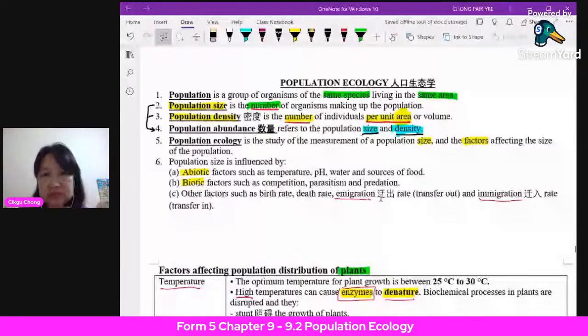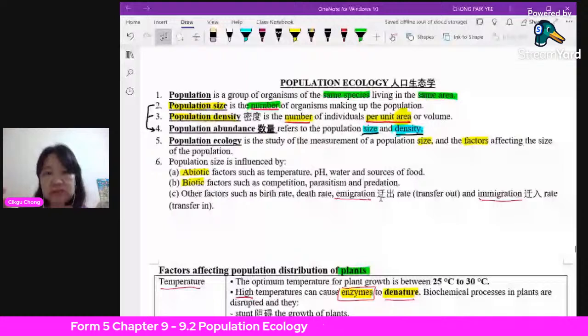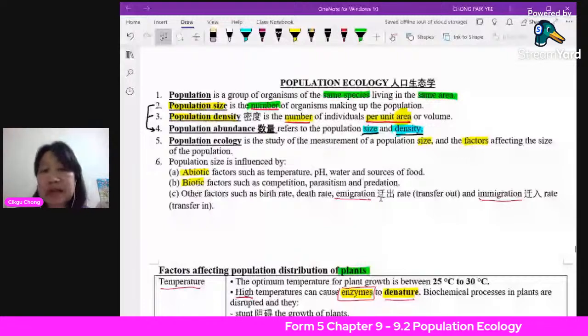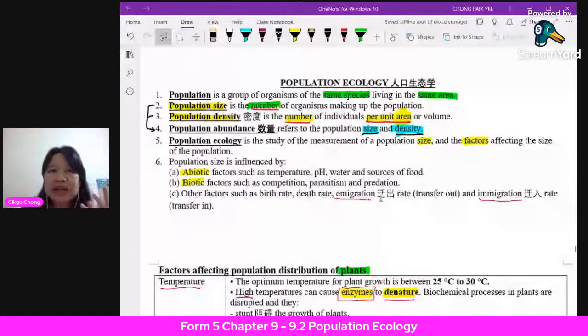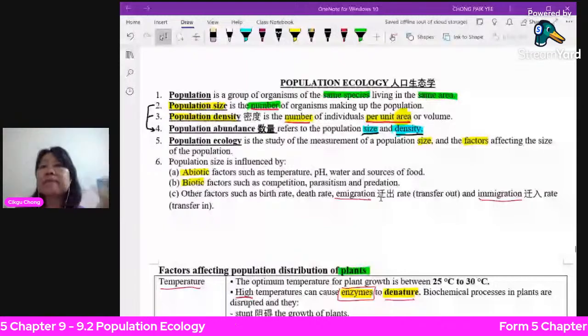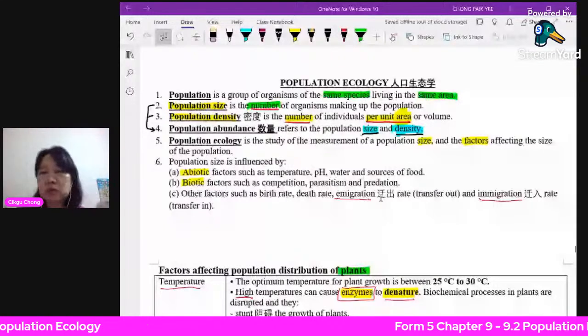Okay, now before we go to how to calculate the population, let's look at what are the factors affecting the population distribution of plants. So we look at plants now. What are the things that can affect whether the plant can grow very well or whether the number is a lot over there? Depends on what, okay? So just look at what the plant needs.